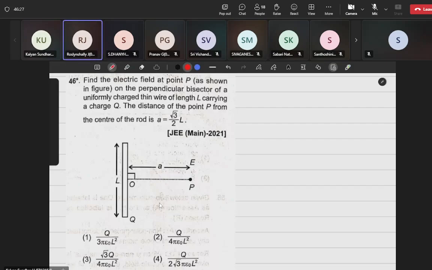Sir, at times when you move near the board, your voice is not audible, sir. Okay, ma'am, I will try to reduce it. So we're not able to understand some points in between. One second.